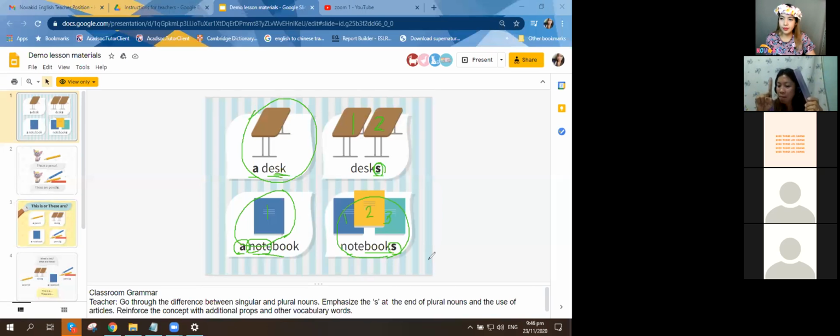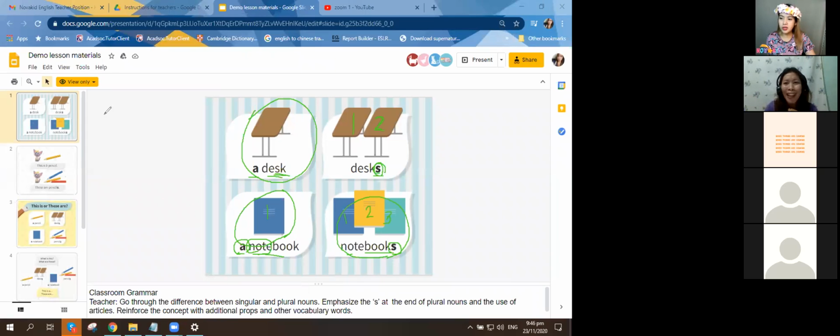Ruler. A ruler. A rulers. Rulers? Rulers. Very good. Okay, good job.